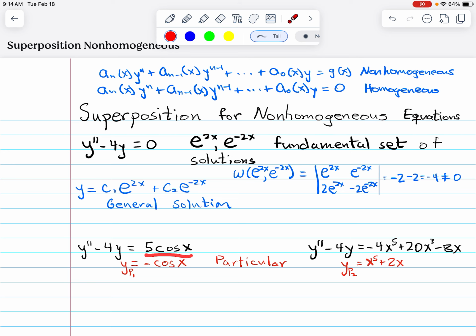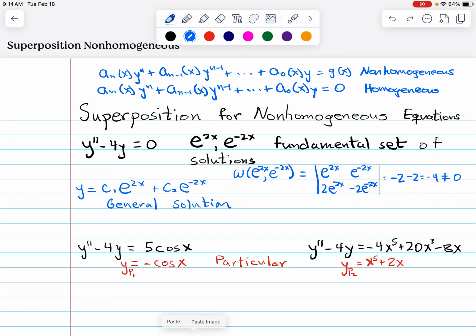We'll replace the 0 with a 5 cosine x on the other side. Now, when I do that, I've got a non-homogeneous equation. And let's suppose that we have this solution over here, y sub p1 is equal to negative cosine x. And I'll tell you, that's a solution for that non-homogeneous equation. We refer to that as a particular solution. Okay, so that is a particular solution.